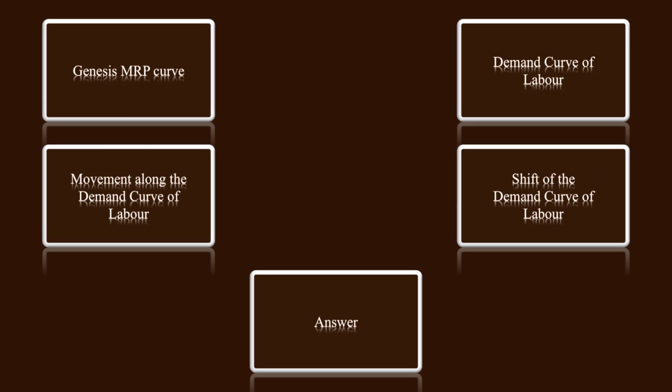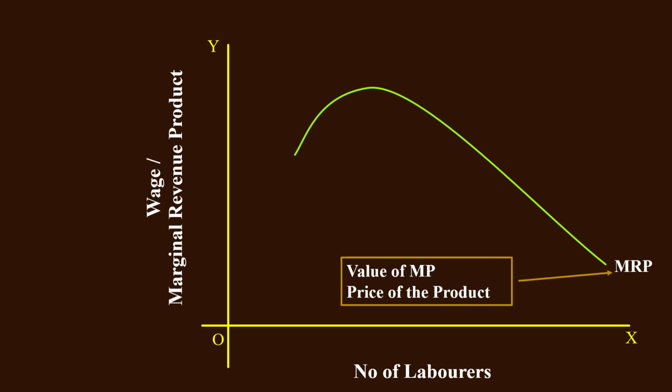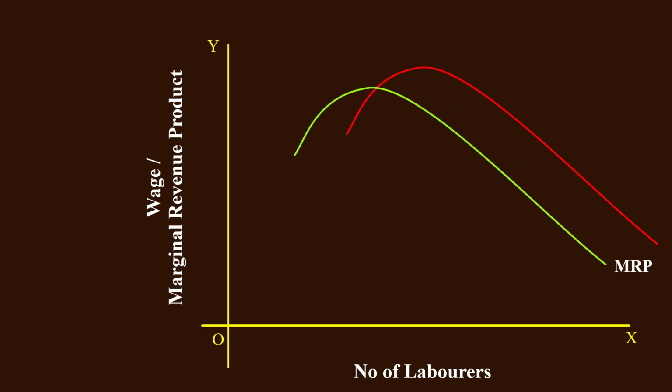We shall see what is the shifting of the demand curve of labor. The value of marginal revenue product depends on the value of marginal product and the price of the product in the production of which the laborers are employed. When the value of marginal product increases, in other words, marginal productivity increases, or the price of the product increases, the marginal revenue product curve is bodily shifted to the right. It means the employer can employ more laborers than before.